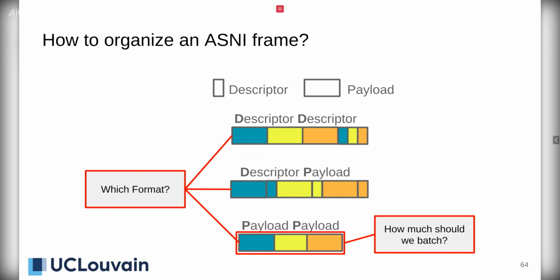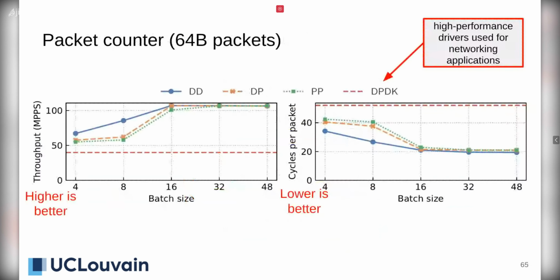The second question we want to answer is how much we should batch packets inside the ASNI frame. To answer this question, we tried a packet counter application. This is just a very simple microbenchmark where we receive packets and then count the number of packets on the CPU. Here, our baseline is DPDK. DPDK is a set of very high performance user space drivers which are used for packet processing. This is basically as fast as you can go using the packetized interface.